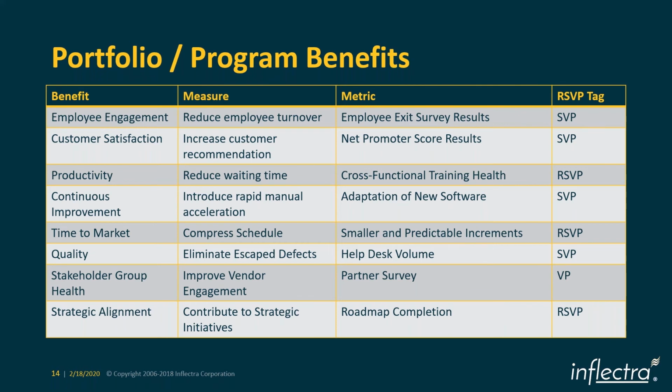Then time to market, how do we compress the schedule? So smaller and predictable increments, adoption of an appropriate framework so that you are able to come down with those kinds of predictable increments. And eliminating the escaped defects.